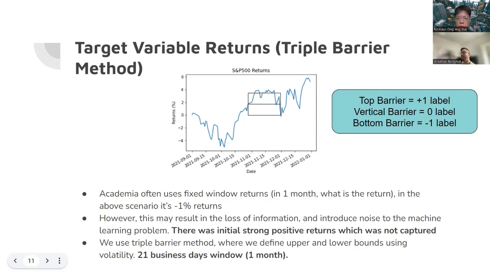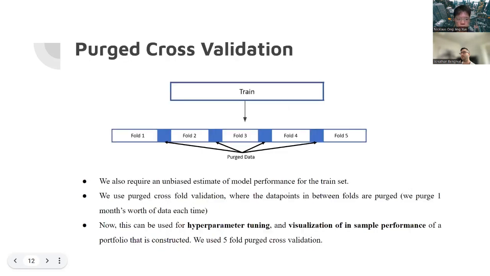So for example, if you were following academia's most common practice, which is taking the fixed window returns, in the above scenario you can see that it's minus 1% returns. But this actually results in loss of information and might introduce noise. You can see that there was very strong positive returns, which was not captured. But because we're using the triple barrier method, where we define the upper and lower bound, we have captured that positive initial trend, and we classify this instance as a +1, as you can see from the box that we've drawn.